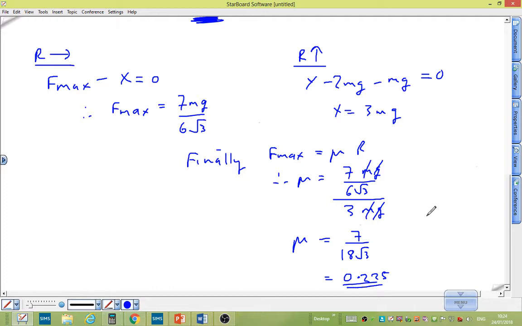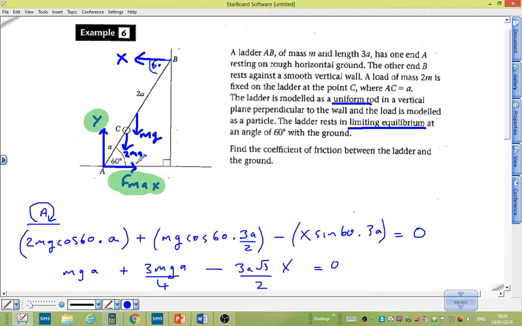So it's the same technique again. I'll go back through it. You take moments about this point here because you've got the y and the f max gets rid of it, and you know this, know that, and you're just trying to find that. Then you resolve horizontally and resolve vertically. Okay, and Bob's your uncle. Mu equals f max divided by r.